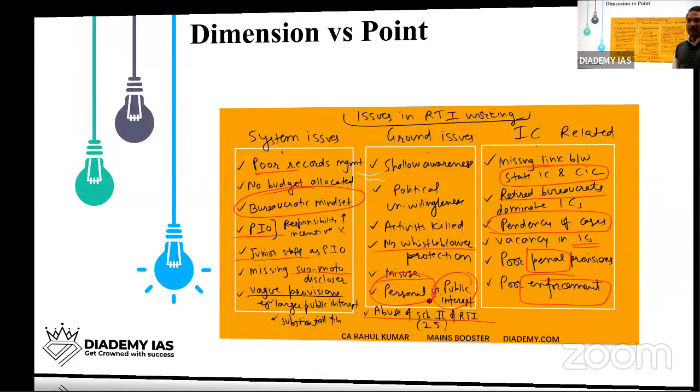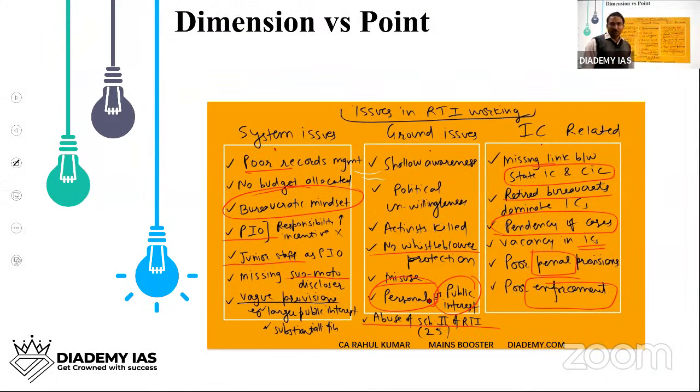Dimensions versus points. Whenever you are making the notes or whenever you are reading any study material, please categorize the points into various dimensions. For example, the issues in the working of RTI, there are three types of issues: systemic issues, ground level issues, and information commission related issues. Now start listing down the points under each subheading, right? So don't write the points directly, rather classify them into dimensions. तो आपको broader dimension पे पहले फोकस करना होगा, उसके बाद में आपको point पे जाना होगा.